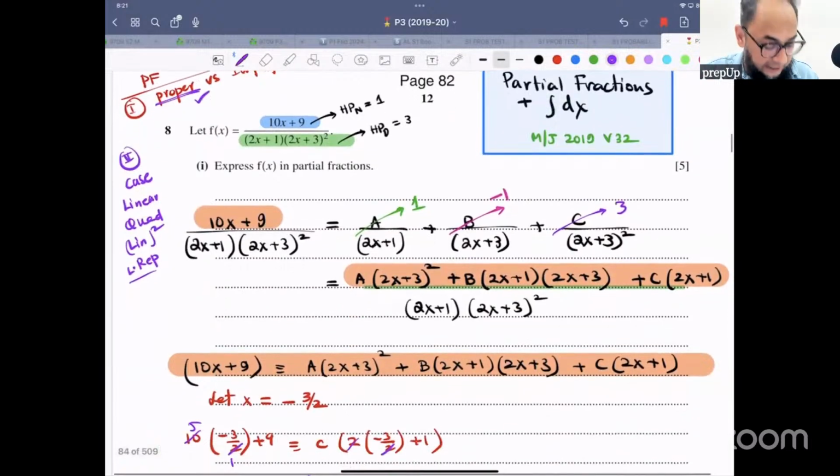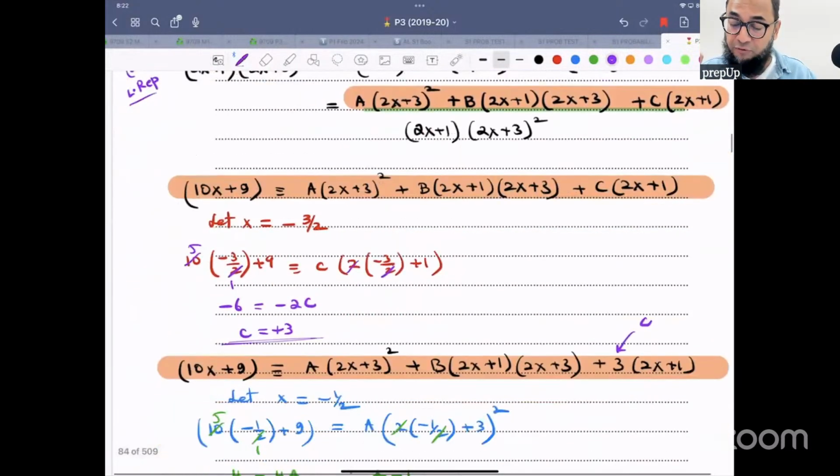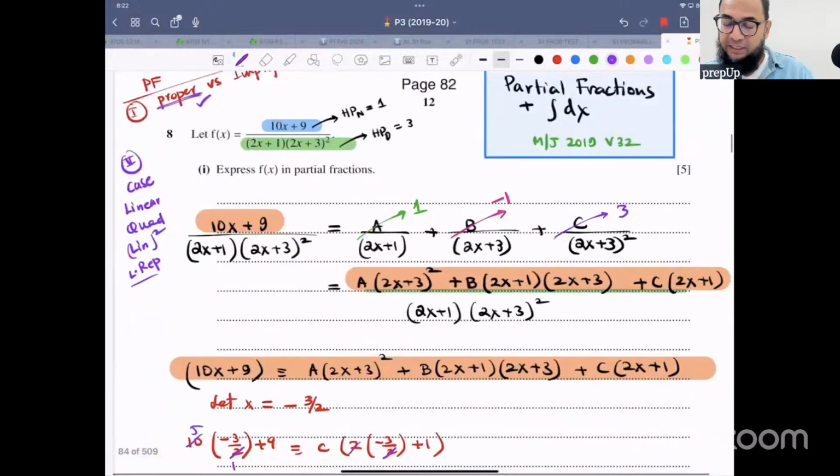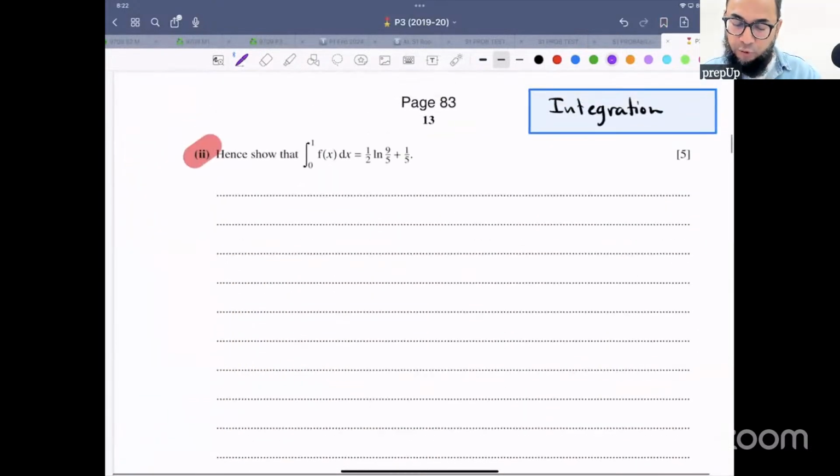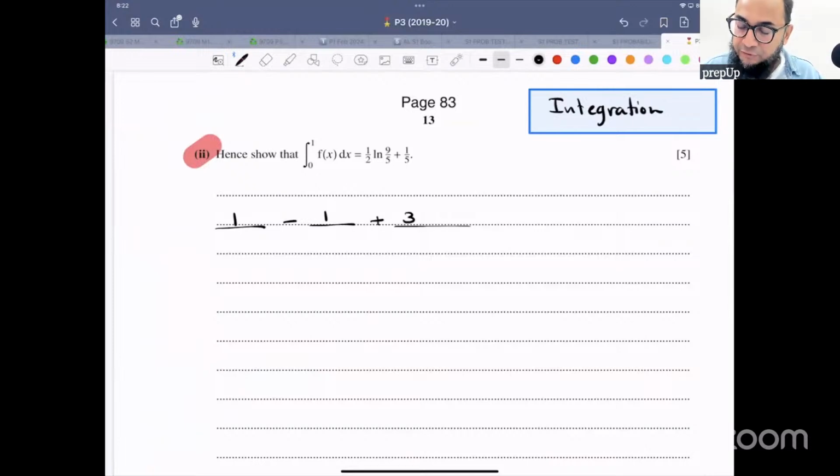And how many marks are you getting? You're getting 5 marks out of that. 1 minus 1 and 3. Let me write it on the next page. So let me write 1 and then over something, minus 1 over something, and then this is 3 over something.